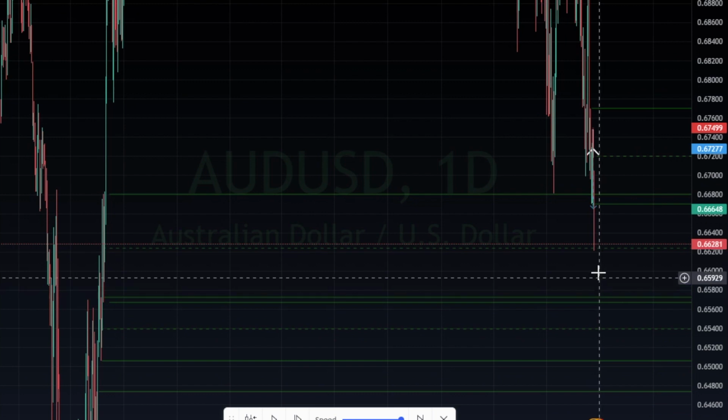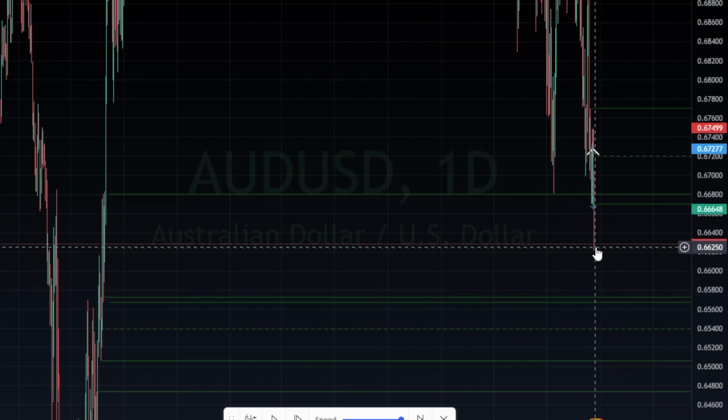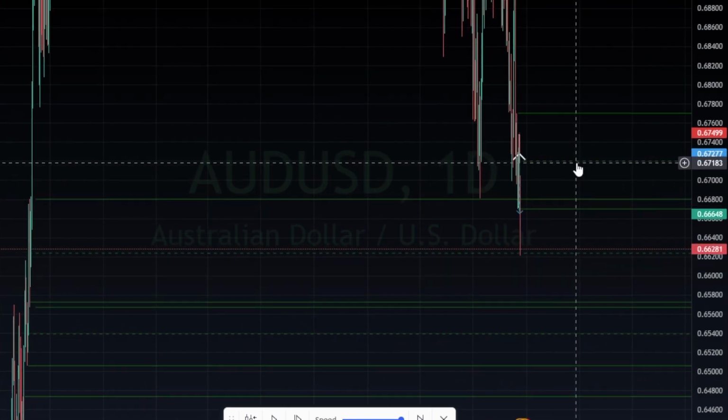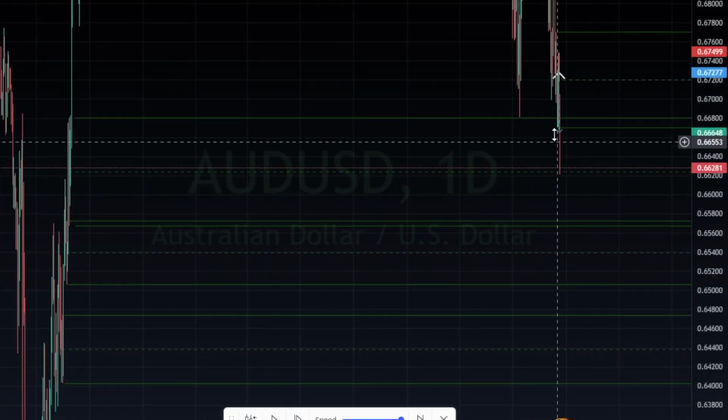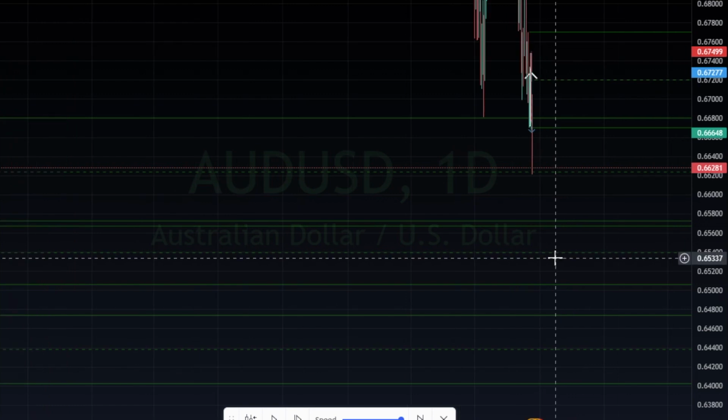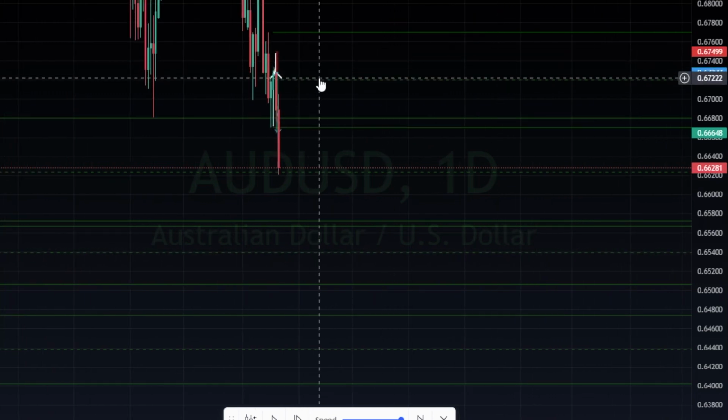It just mitigated this 50%, so you've got to be careful. It might be reversing right there, back up to this daily, then back down to here. That's how price action works. You could essentially target these lows right here as long as your stop's above this.